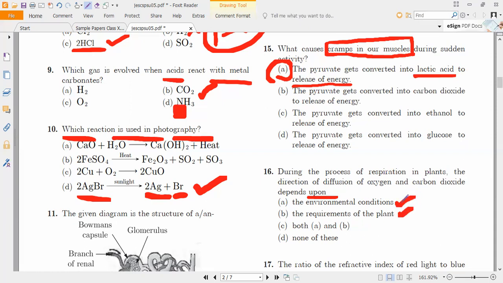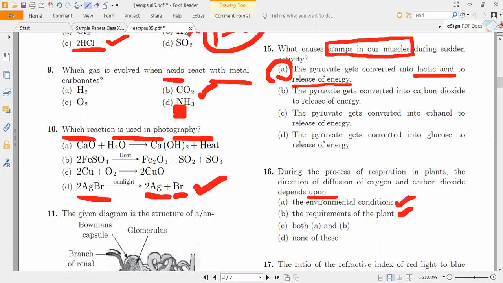Suppose the plant wants more oxygen during night time. By that time it cannot carry out photosynthesis and cannot release oxygen, because when it needs oxygen, it will take it from outside. During daytime, when it doesn't want carbon dioxide, it won't release it, and it will absorb carbon dioxide from the surroundings. Correct or not? So those are the environmental conditions: daytime, nighttime, rainy day, sunny day.